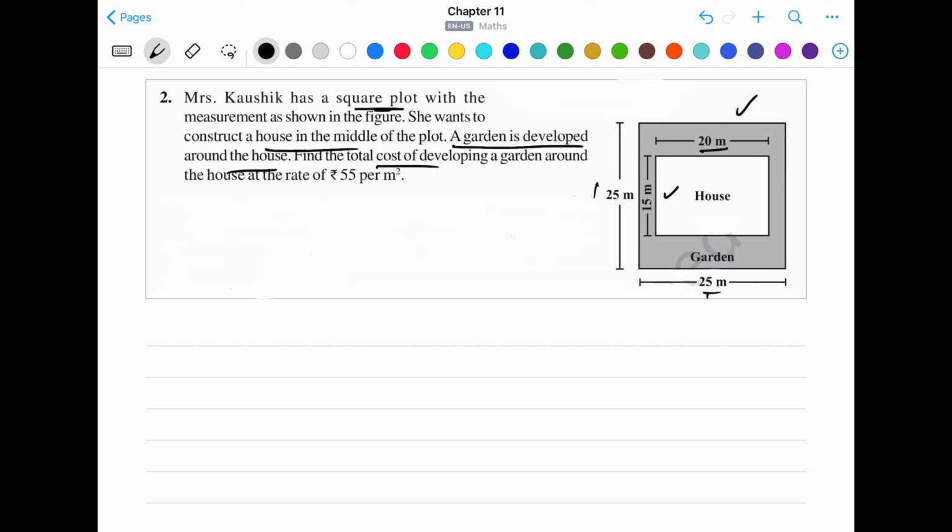We have to find the cost of developing the garden at the rate of 55 rupees per meter square. So first we need the area of this garden region. For that, we're going to find the area of the square plot, then subtract the area of this rectangular house. Then we'll get the area of the garden, and multiplying it by the cost, we will get the total cost of developing the garden. So let's start the answer number 2.